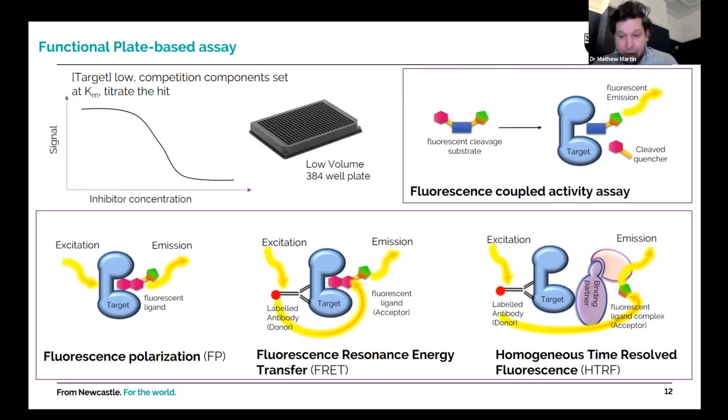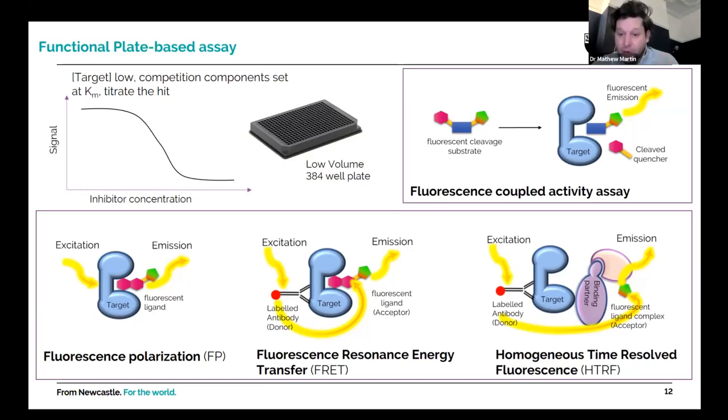At the start of these plate-based assays, you're looking for a functional combination with your target that produces a signal that you can displace with your hit. You're looking to generate a reproducible signal at the lowest possible target concentration of protein and ensure that your competition components are set at their Km. These assays need to be a low volume format to increase handling and to reduce costs.